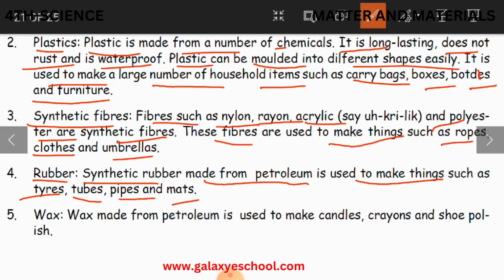Okay children, again wax is there. Wax also is made from petroleum, and it is used to make candles, crayons and shoe polish. You are very familiar with wax. Why? Because you use crayons, you use shoe polish, and we also use candles when we do not have electricity in our homes. So this wax again is made from petroleum. Clear children? So these are the man-made things.